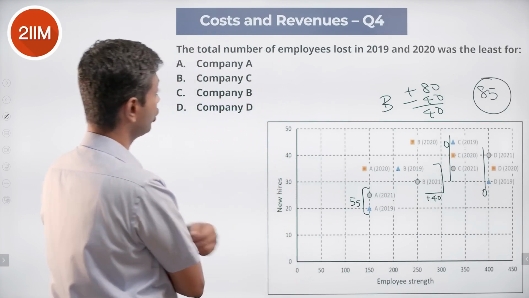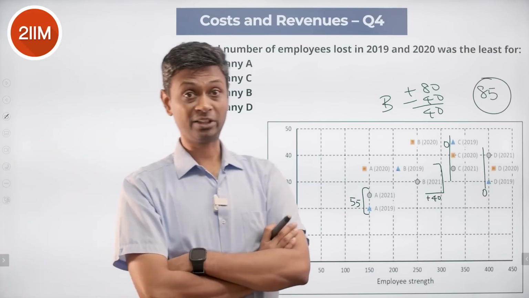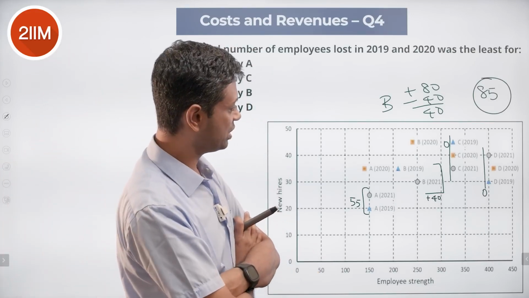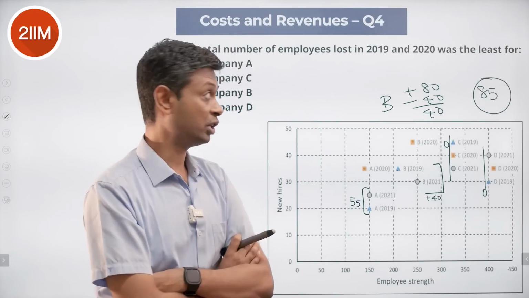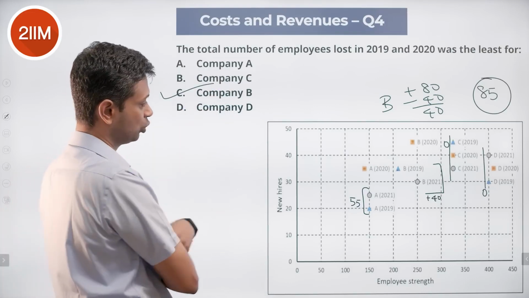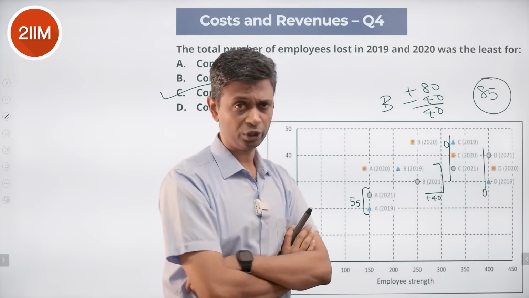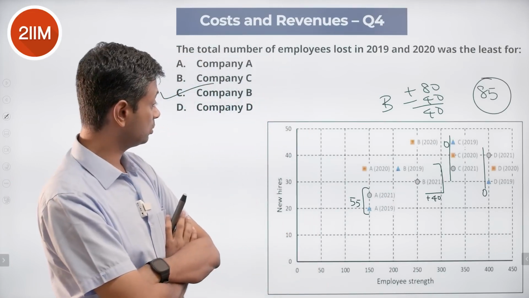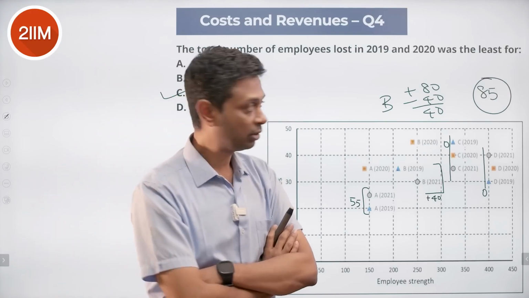The total number of employees lost in 2019 and 20 was the least for, I've been thinking about maximum. It's about 65 for D, 85 for C, 55 for A, and only 40 for B. I'm looking at B. So the total headcount from 19 to 21 has gone up by about 40. They've recruited 35 plus 45, 80. So they've lost 40, but they've lost only 40.